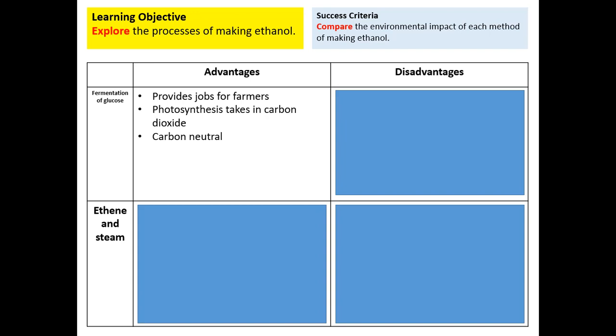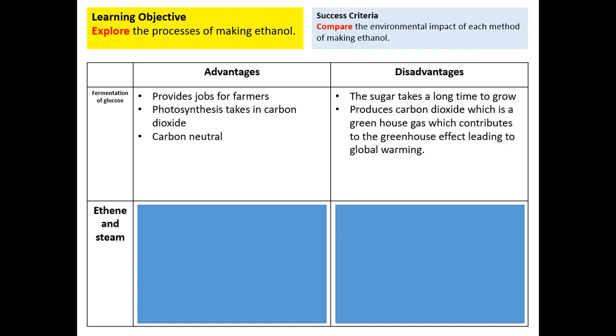So the disadvantages are the sugar takes a long time to grow, which means you're not necessarily going to get as much product in the same amount of time as the other method. And it produces carbon dioxide, which is greenhouse gas, which contributes to the greenhouse effect leading to global warming.